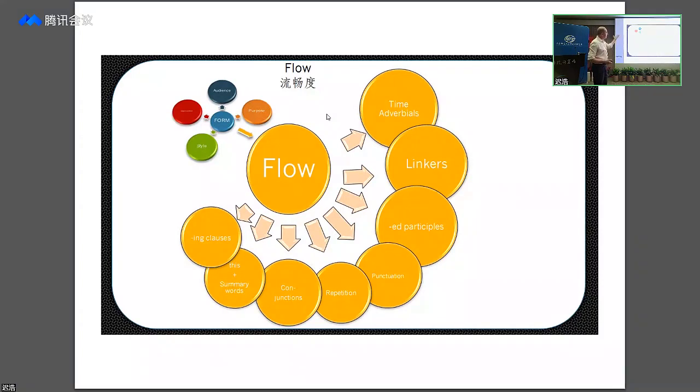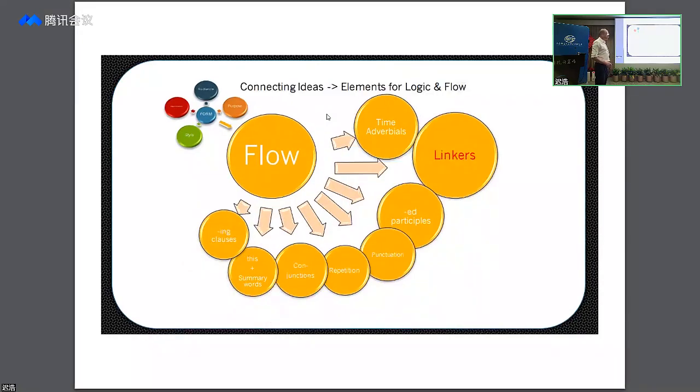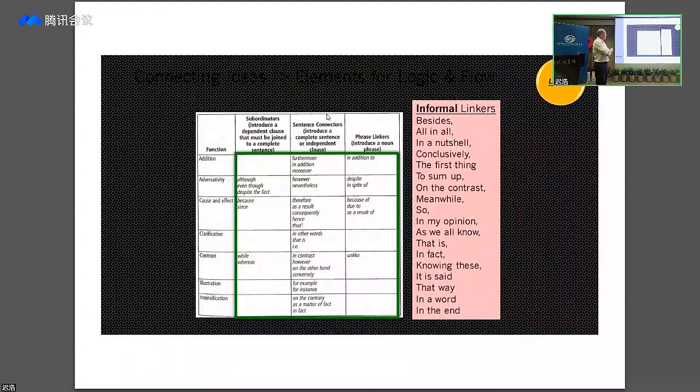As I have shown you in the basic class, when we talk about logical flow, there are a number of different elements, as you can see here, that you can go through and think how to use them to improve the logic of your paper. And one of the most important elements to improve the logical flow is shown here: linker phrases.